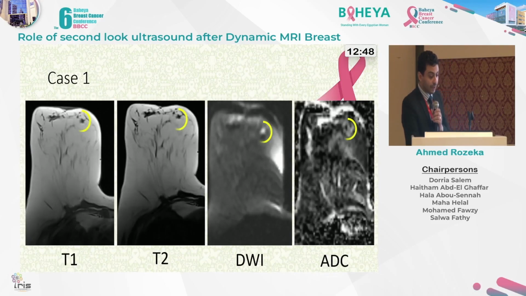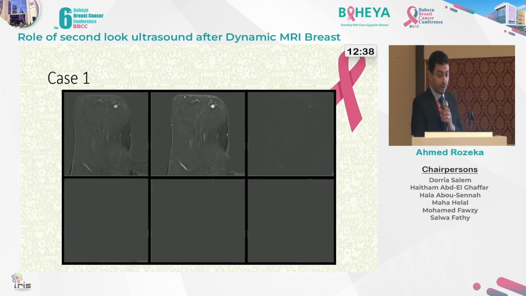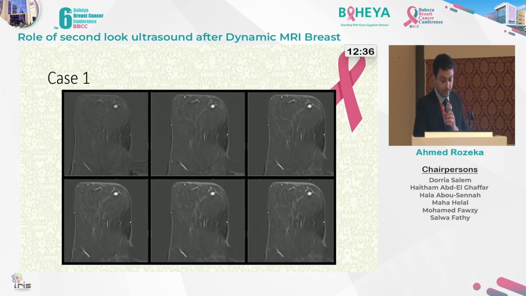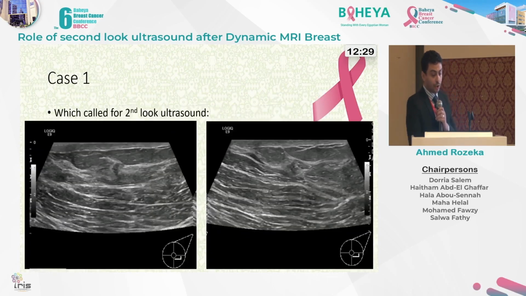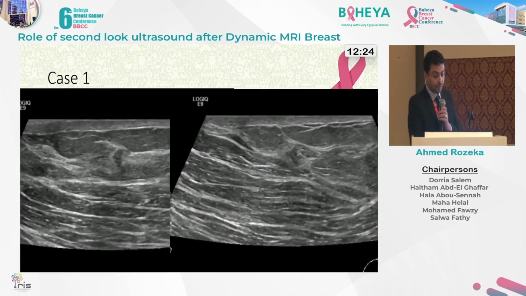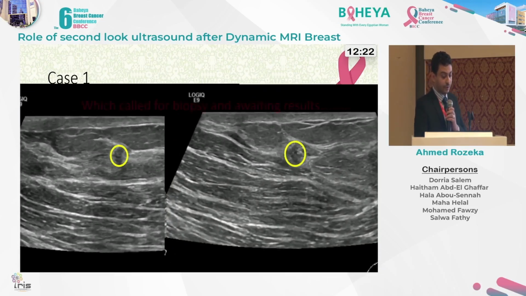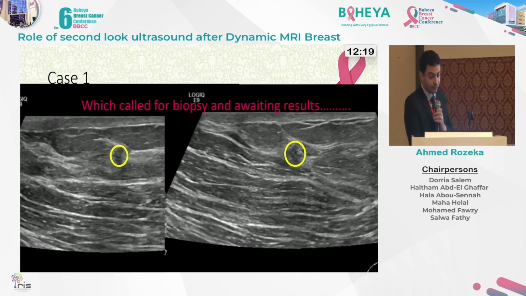We can see T1 and T2 images, low signal, irregular, ill-defined, and having restriction on diffusion. The dynamic MRI breast showed enhancement and a type 2 curve. This obviously called for a second look ultrasound because it was initially missed, and the lesion looked suspicious. Obviously, it has irregular, ill-defined margins, so we called for biopsy, and this was one of the recent cases, so we still don't know the result of it.